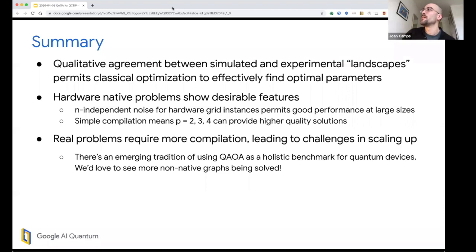Thanks. Next question is by Elias Combaro. I hope I said that well. He's asking, what classical optimizers do you use?